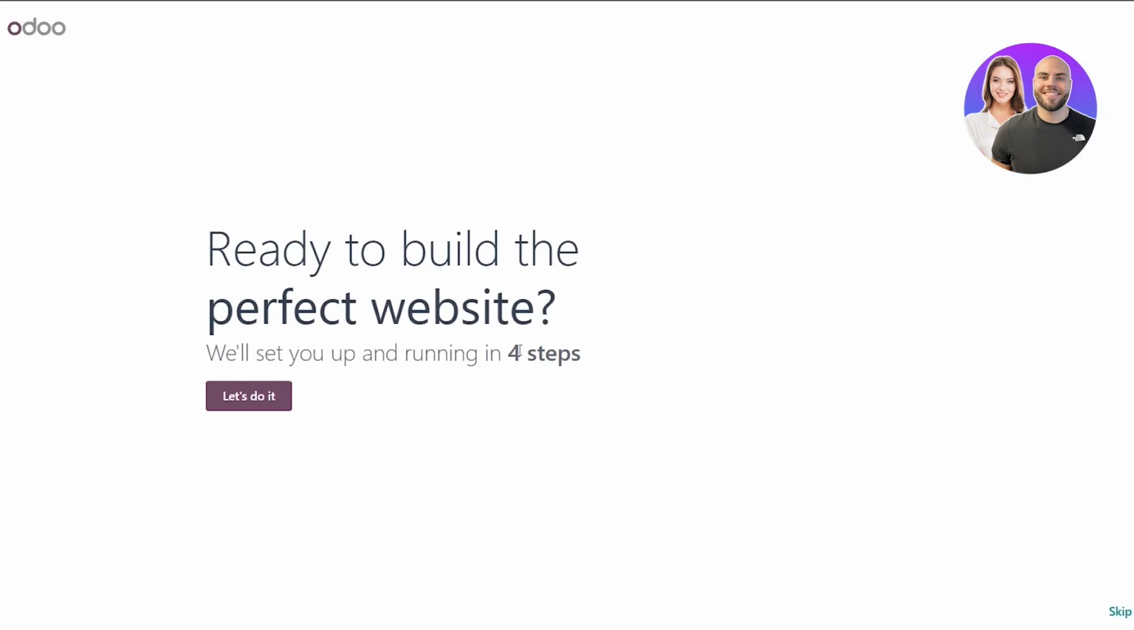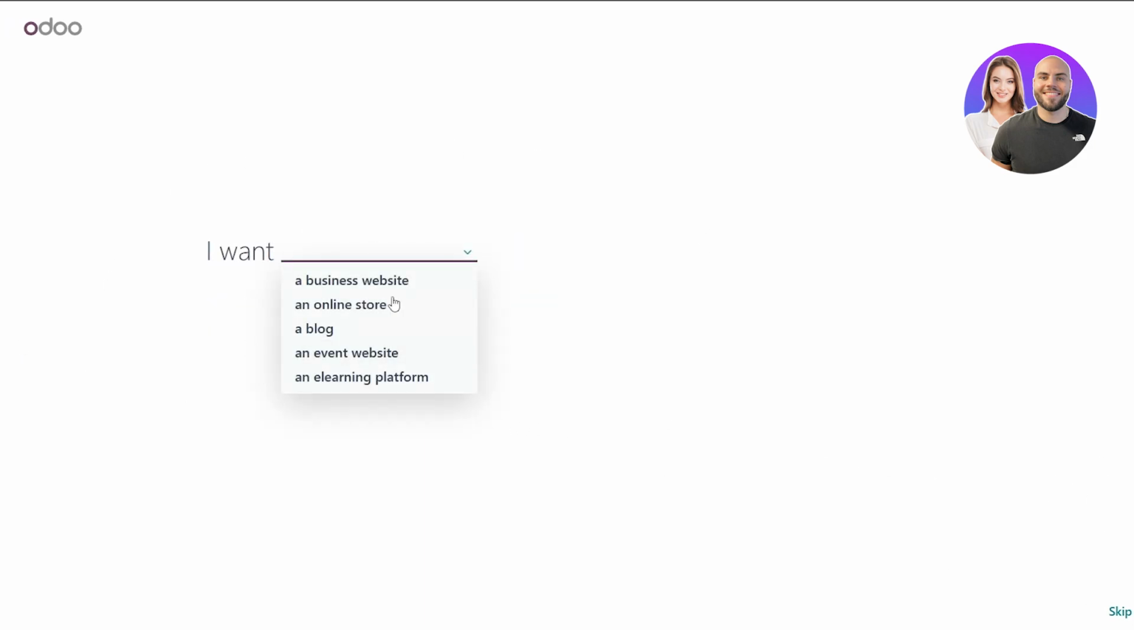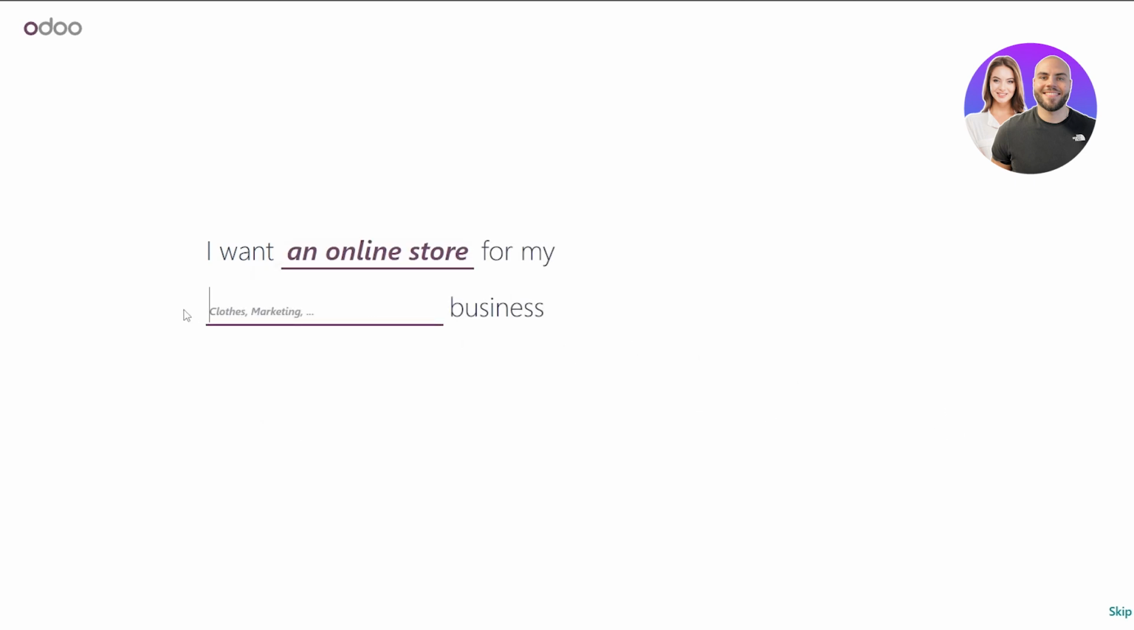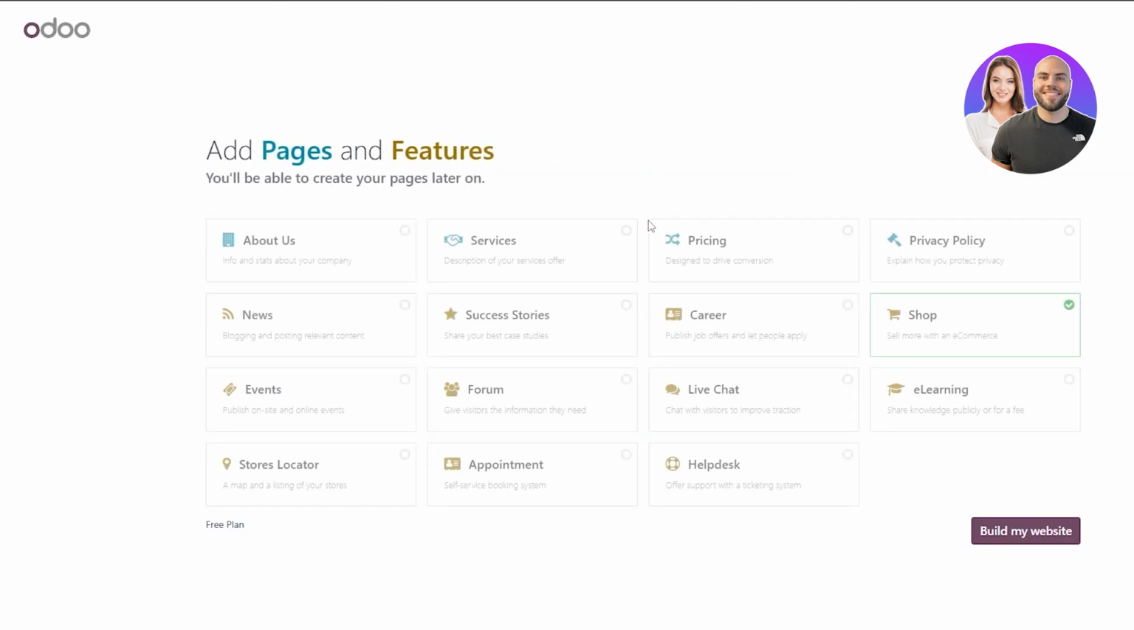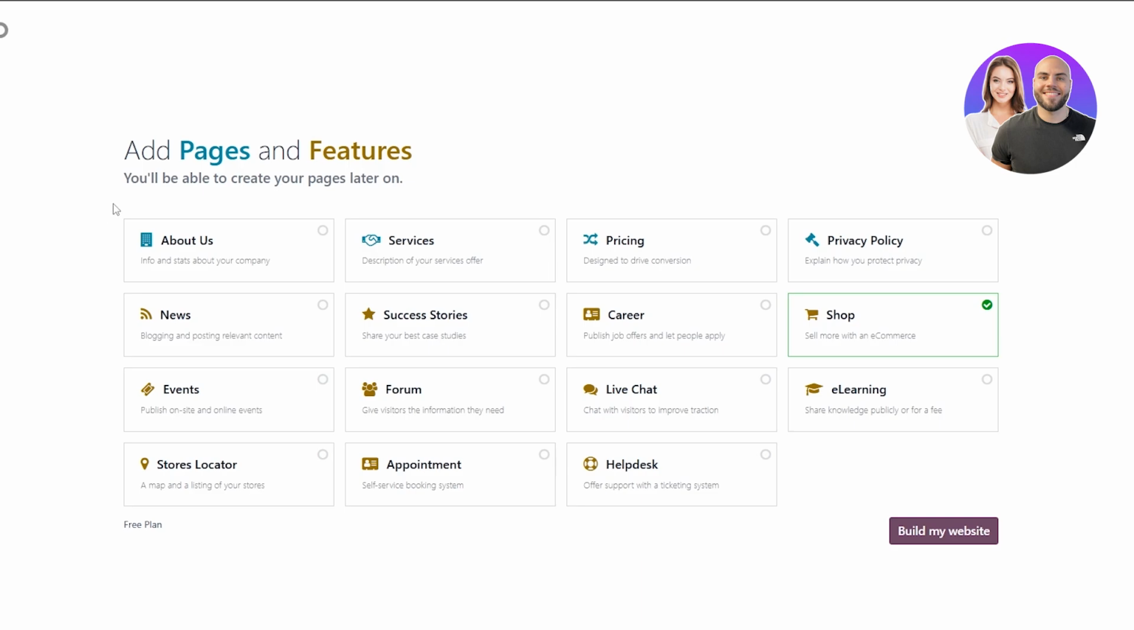It's going to ask you a couple of questions, right? You can skip this and start from scratch, but I recommend just doing this. So I want a business website, an online store, a blog, an event website, or an earning platform. Depends on you. So I'm going to select an online store for my clothing store business with the main objective to sell more, right? Once you've done that, you can choose a color palette. Totally depends on you. I'm going to select this one. It looks kind of cool and inviting.